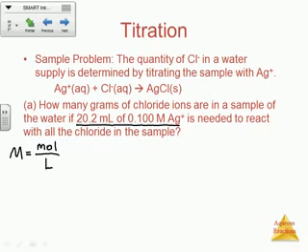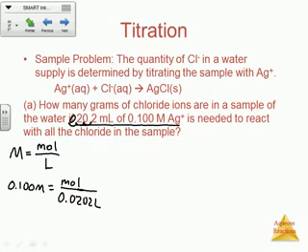And again, have to be a little bit careful here. 0.100 molar is equal to moles over liters of solution. So we have to move the decimal point 3 places over. 0.0202 liters. And so our number of moles of Ag plus is going to be equal to 0.00202 moles. Okay?